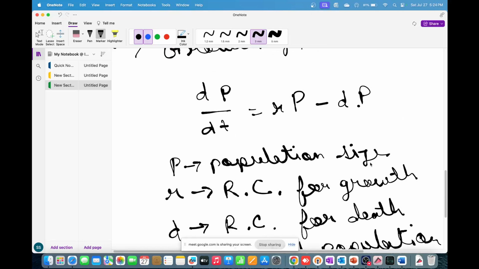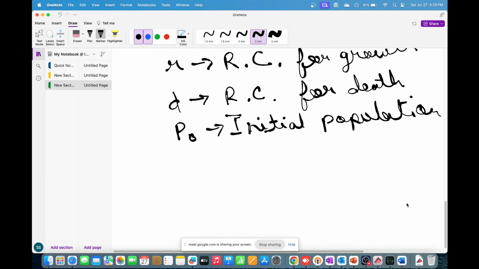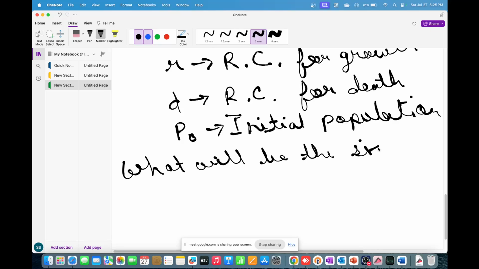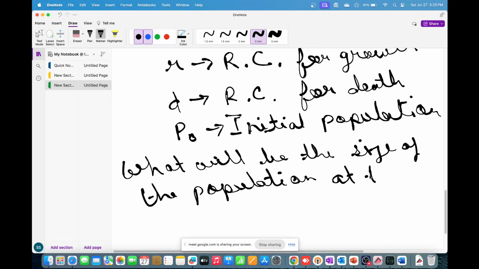Now this is your equation, dp/dt equal to r into p minus d into p. This is your equation, and p is your population at a given time t, r is the rate constant for growth, d is the rate constant for decay, and you are given the initial population as p naught. So you are asked the question, what will be the size of the population at t equal to 50?